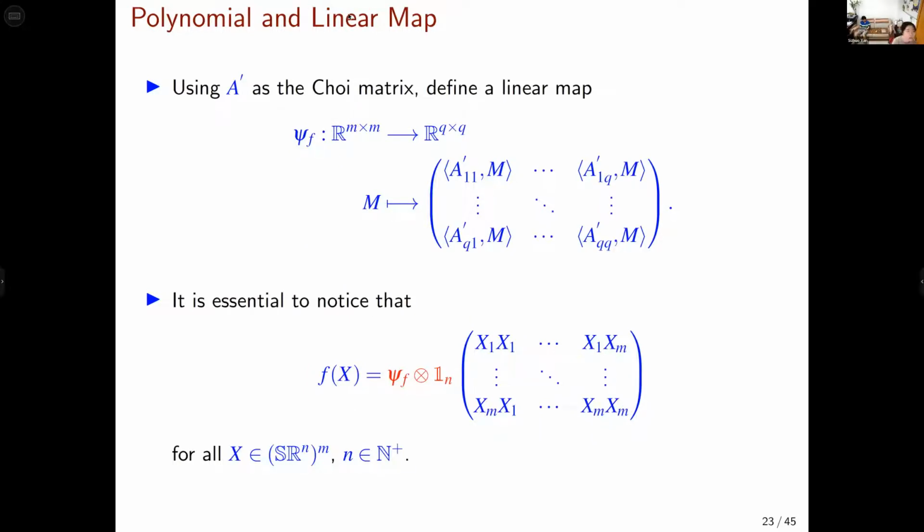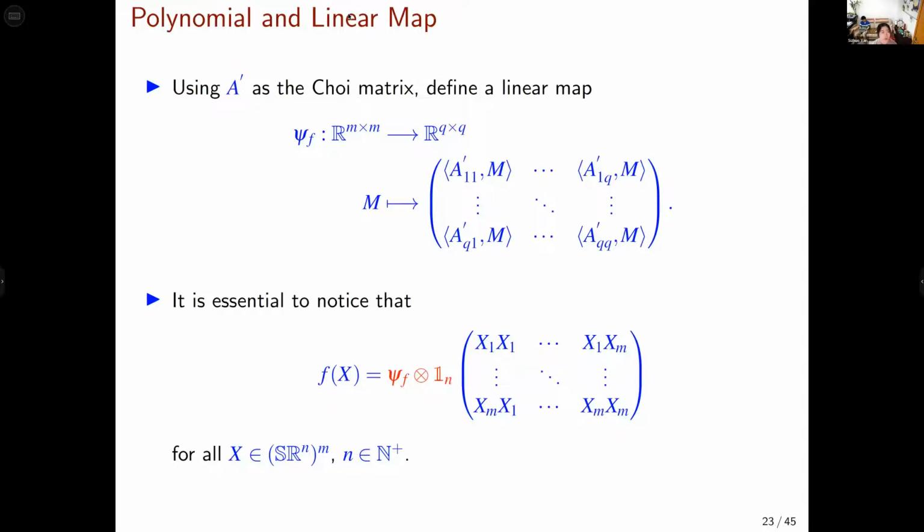And then, using A prime as the Choi matrix, we can define a linear map psi f. It is essential to notice that the evaluation of f on x, f(x), equals the linear map psi f tensor the identity map applied to the matrix x times x transpose.